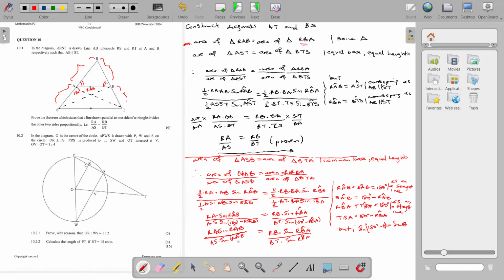So conclusively, this and this are going to go out, this and this are going to go out. We come to the same conclusion: RA over AS will be equal to RB over BT, and it has been proven.